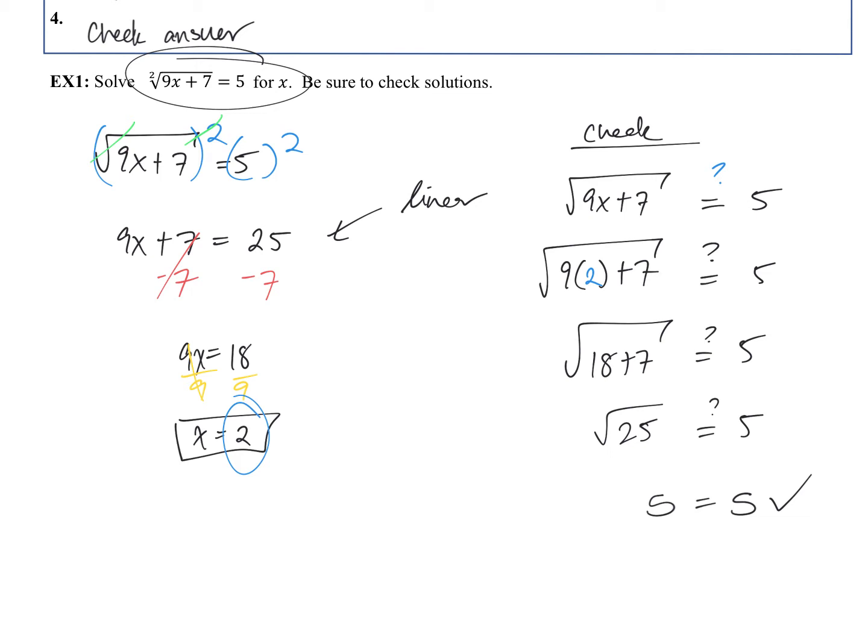Now, if it didn't check out, what would we do? Well, we would cross out our solution and write no solution.